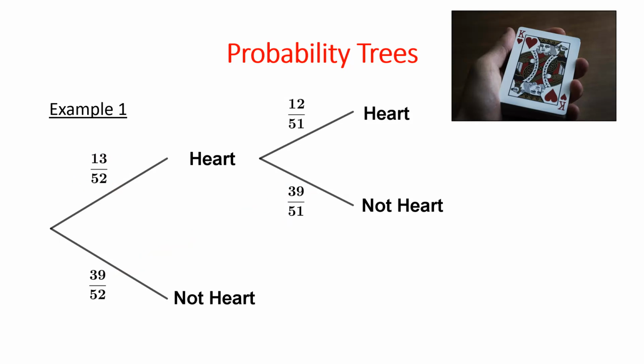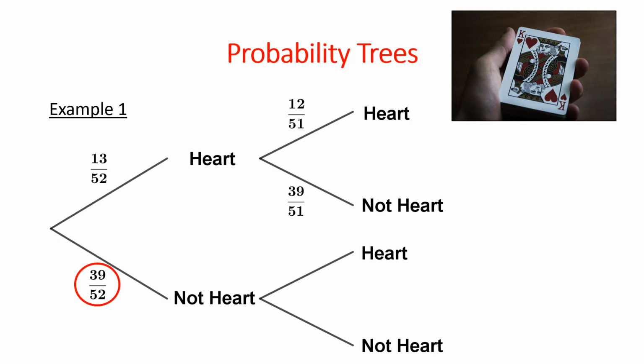If the first card, however, was a no heart, the second card could be a heart or a no heart. And because we had 39 no hearts to start with, once we select the first no heart, there are now only 38 no hearts left. So 38 out of 51, because we only have 51 cards left after we take the first card out. And because we had 13 hearts at the start, there are still going to be 13 hearts to pick for our second card, 13 out of 51.